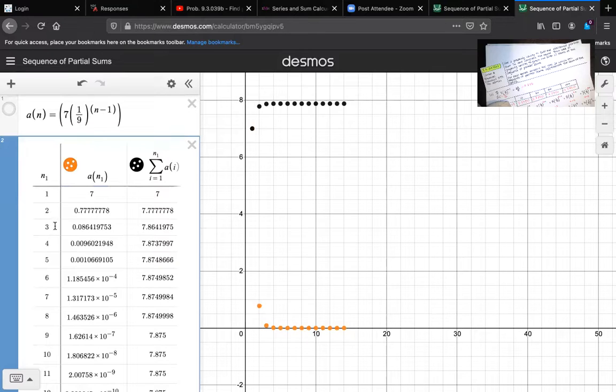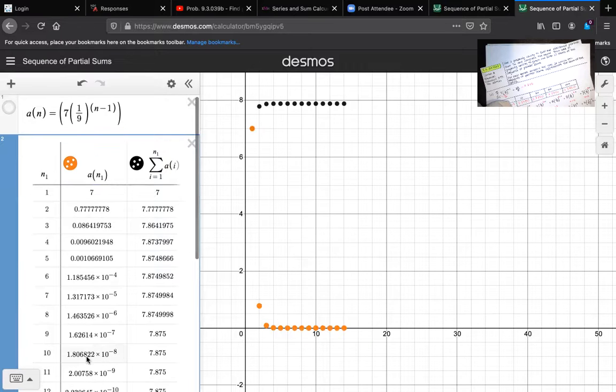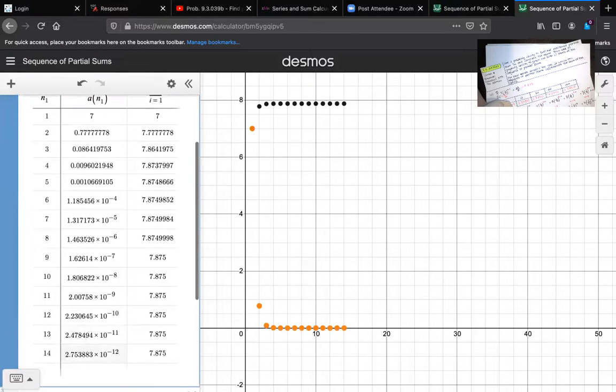If n is equal to 3, this exponent becomes a 2. So we end up with 7 times 1/9 squared. So that's 7 times 1 over 81, or 7 over 81. And that's approximately equal to this value. And that's that point there. So we see the sequence, the nth term is getting closer and closer to 0 in this orange scatter plot down here. Those represent the first 12 terms of the sequence a sub n. Actually, it's going up to the 14th term of the sequence a sub n.